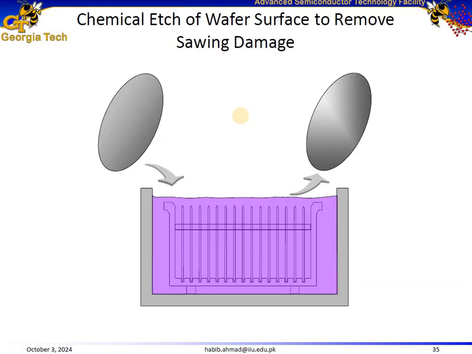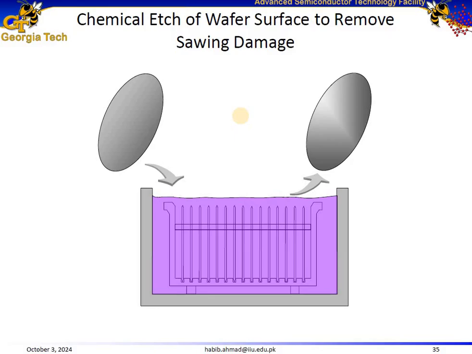This image illustrates the chemical etching process used to remove surface damage caused by wafer sawing. When the wafers are cut from the silicon ingot using a saw, the process can leave behind surface imperfections, micro cracks, and roughness, which can really affect the wafer's quality.